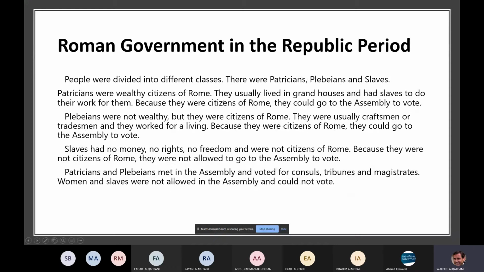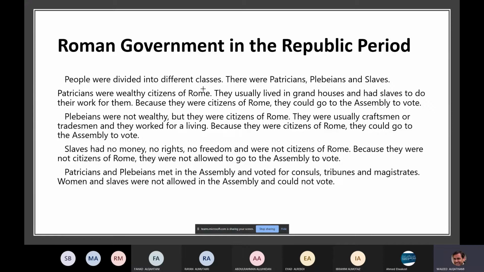Roman government. In the Republic period, people were divided into different classes. There were the patricians, the plebeians, and slaves. Patricians were wealthy citizens of Rome. They usually lived in grand houses and had slaves to do their work for them. Because they were citizens of Rome, they could go to the assembly to vote.